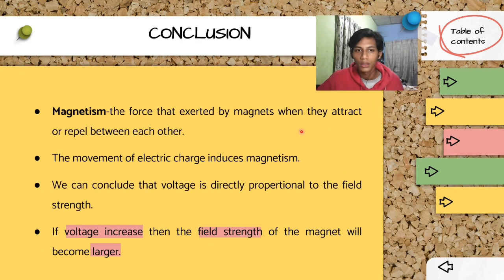For the conclusion, what is magnetism? Magnetism is the force exerted by magnets when they attract or repel each other. Basically, the movement of electric charge induces magnetism. From the experiment, we can conclude that voltage is directly proportional to the field strength. If voltage increases, then the field strength of the magnet will become larger.